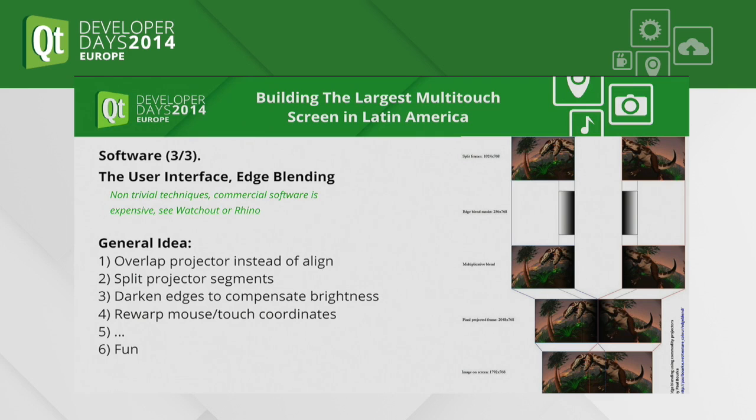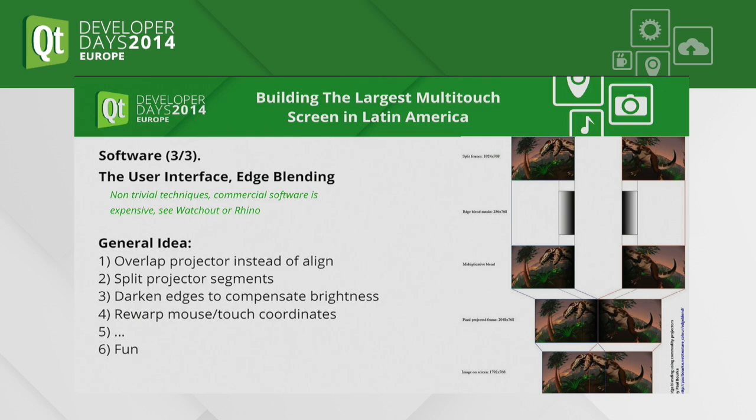And the fourth step is another challenge, because you need to rewarp your mouse or touch coordinates on this, because if you don't, you basically end up with touch points in places you don't need them. So it's not funny. But if we do the general idea, we really have fun.